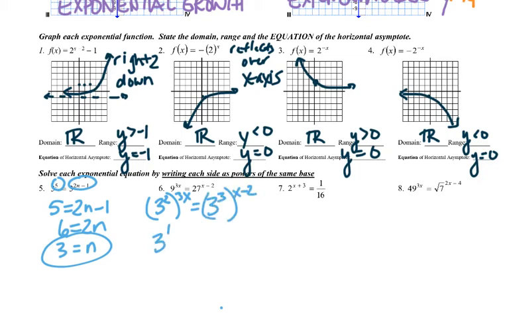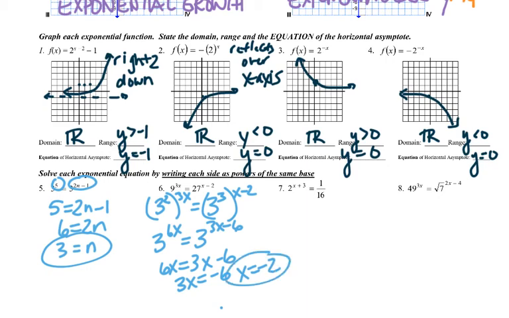And remember, when I raise a power to a power, I multiply the exponents. Now I've got them the same, so now I can set these two powers equal. So 3x is negative 6, so x is negative 2. It can be a little tricky for people to write 1/16 as a power of 2. Do you know what that is? 2 to the? Right, negative 4. So x plus 3 equals negative 4, so x is negative 7.